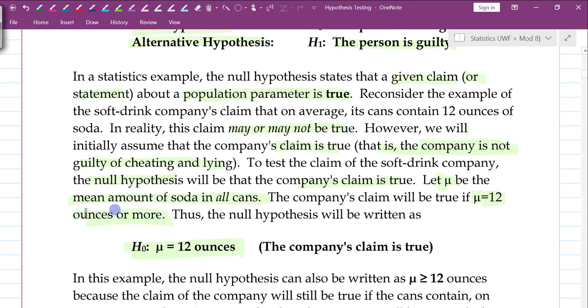But the reality is they're not going to get in trouble if they have 12 ounces or more in each can. Thus, the null hypothesis will be written as, again, H naught, colon, mu equals 12 ounces. This is what has historically been true. This is what the company claims is true, okay? So just like you're innocent until proven guilty, we're going to assume that they actually have 12 ounces of cola in their cans until we can prove beyond a shadow of a doubt that they do not have 12 ounces of soda in their cans, that in fact they have less.